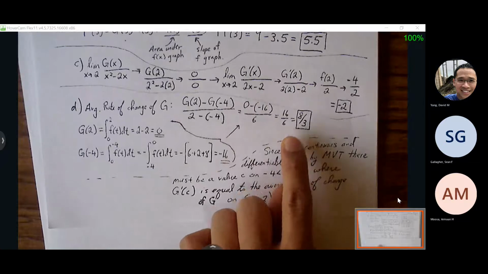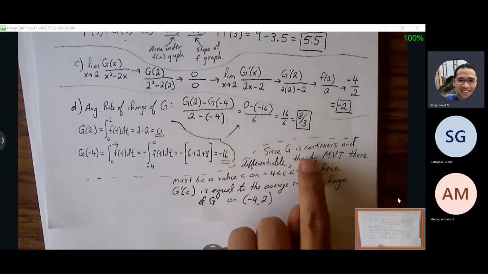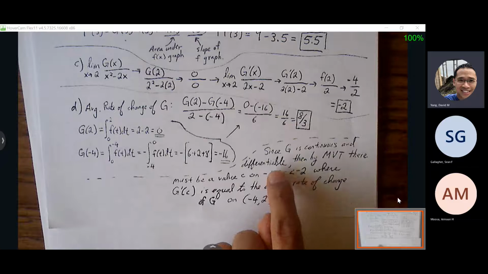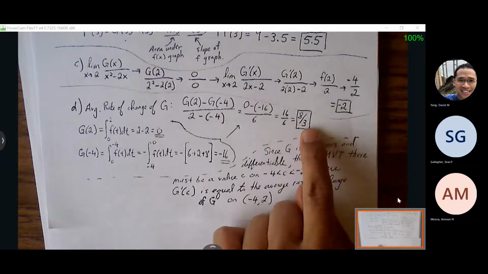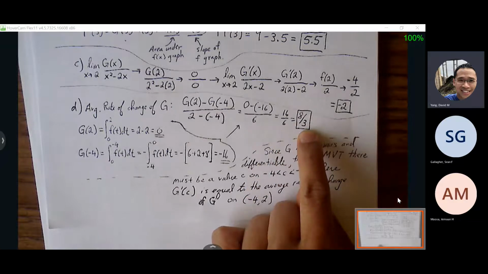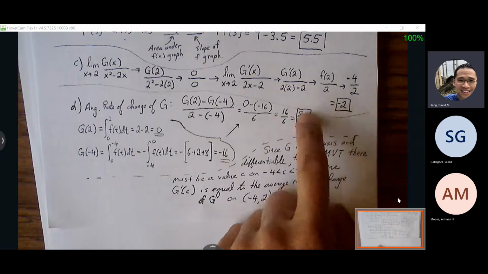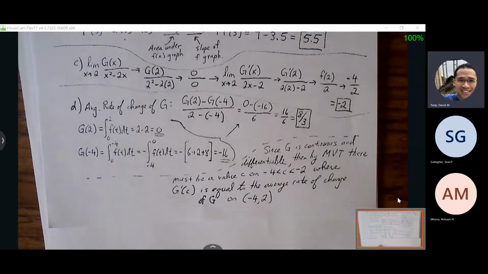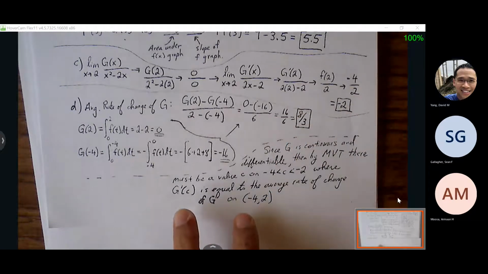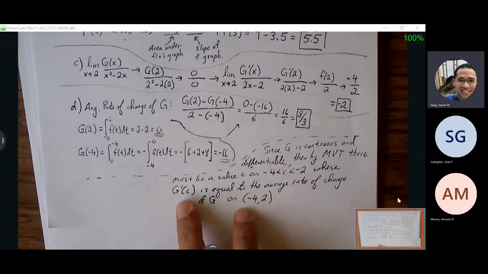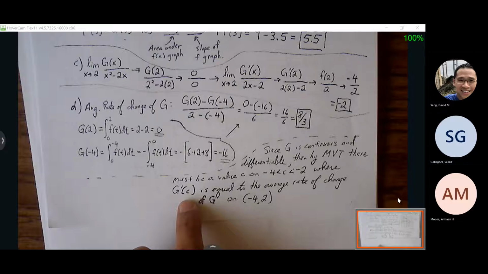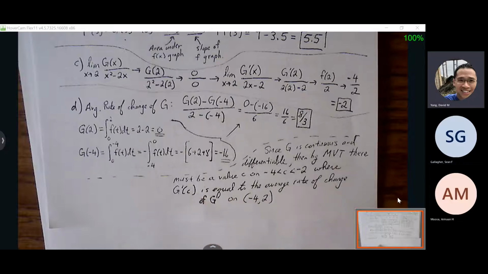We can, because the problem tells us that our g function is continuous and differentiable. So whatever slope that we see between the endpoints, this slope has got to show up somewhere along the original graph's curve. Okay, mean value theorem guarantees that g prime is going to equal the average rate of change at least one point between -4 and 2.